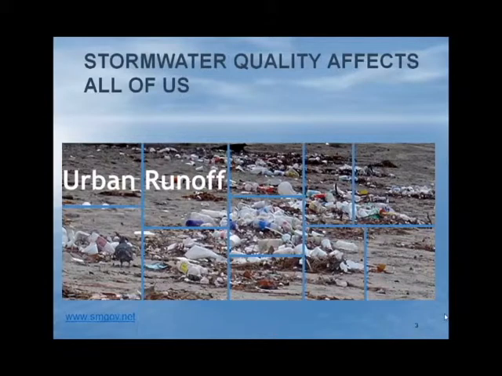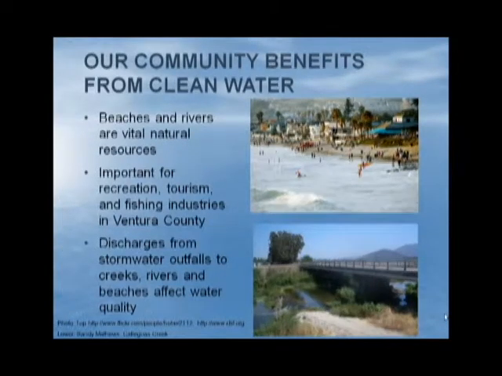Stormwater and urban runoff pollution directly affects the quality of creeks, rivers, beaches, and the ocean. Clean rivers and beaches are important natural resources for agriculture, recreation, tourism, and fishing industries, and support aquatic and marine ecosystems. Many county storm drain outfalls discharge to creeks and rivers that eventually drain to the ocean.